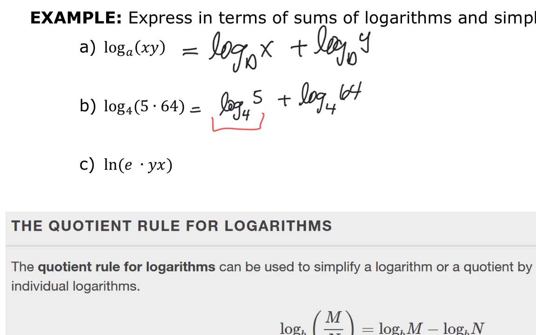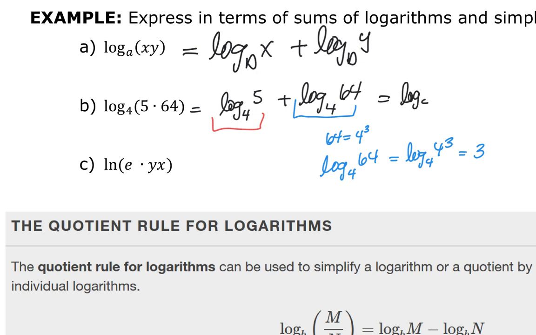Now, I can use my calculator and I can find a decimal equivalent. However, for this part, I know that 64 is 4 to the third. So the log base 4 of 64 is really the log base 4 of 4 to the third, which we know from our last videos, this is just 3. So then this simplifies to the log base 4 of 5 plus 3.